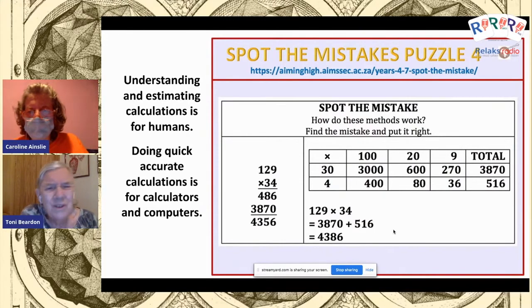But what I wanted to say here is that what is important for children to learn is to understand calculations and to be able to estimate roughly the right answer, as Caroline was just saying. And that's a human activity. Now, doing quick, accurate calculations is for calculators and computers these days. Nobody has to do that once they've left school, not really. I mean, yes, I suppose I'm wrong.